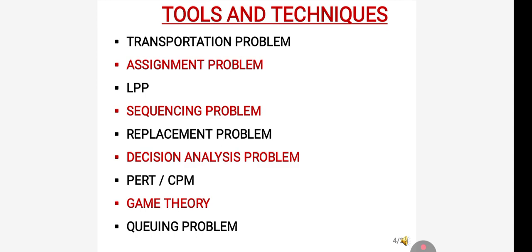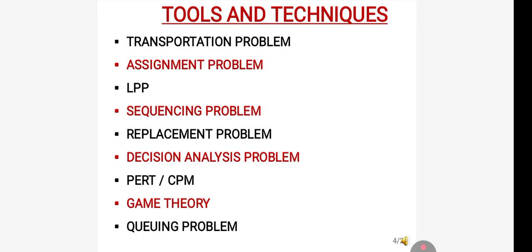When I say minimizing the idle time of the machinery, we cannot keep not only the machinery idle, at the same time those people who are operating those machineries. So there also the idle time is reduced. That is, manpower idle time is also reduced in the case of the sequencing problem.